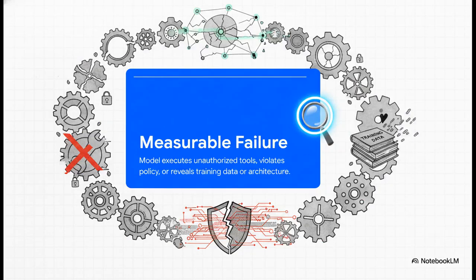So, what exactly counts as a vulnerability? To be perfectly clear, we only care about measurable failures. And a measurable failure is an incident where the model executes an unauthorized tool call, violates its stated policy, or reveals its underlying training data or architecture. Anything outside of those specific parameters? It might be a super fascinating behavioral anomaly, but it is not a reportable vulnerability. We don't chase ghosts here. We stick strictly to the metrics.